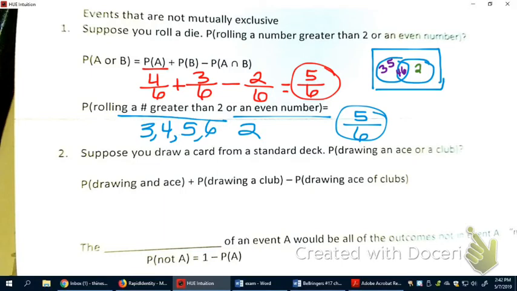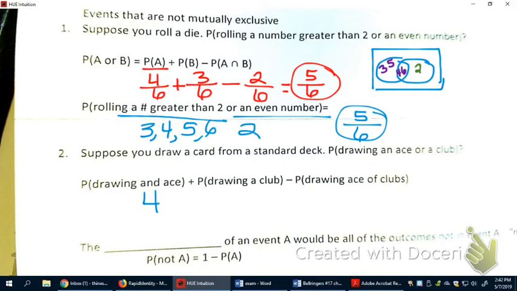So since we decided that the second way is easier, we're going to do this next one a different way. We're not going to do it the way that they have it listed. Okay, we're just going to sort of talk about it. It says that we want to find the probability of drawing an ace or a club. Okay, how many aces are in a deck? 4. There's 4 aces. Okay. Club. How many clubs are there?